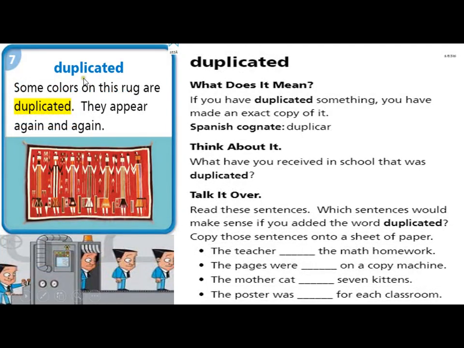Number 7, duplicated. Some colors on this rug are duplicated. They appear again and again. Look how they are copied over and over in the same way. For example, this man goes inside this machine. This is the duplication machine, and people get duplicated. This machine makes the exact copy of that man over and over and over. So, duplicated, what does it mean? If you have duplicated something, you have made an exact copy of it. Look, exact same copy. Alright.